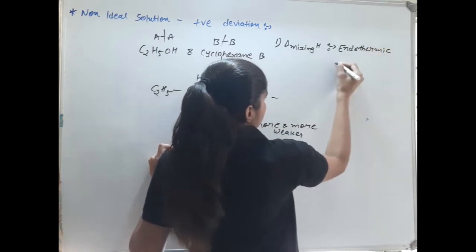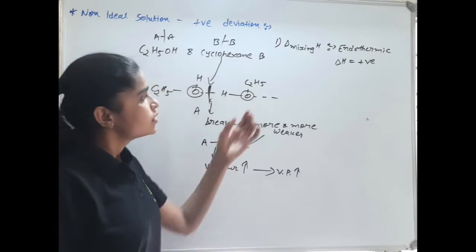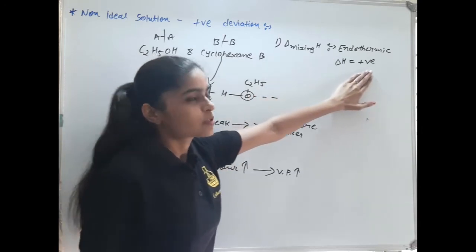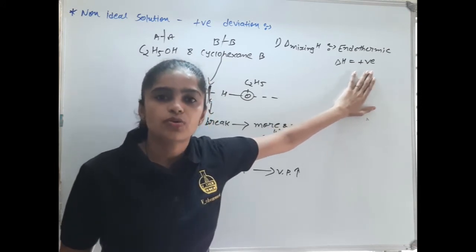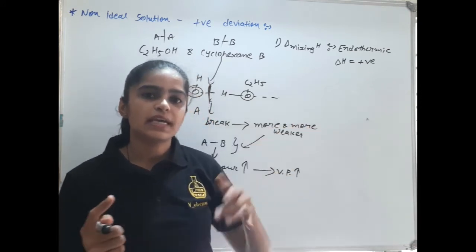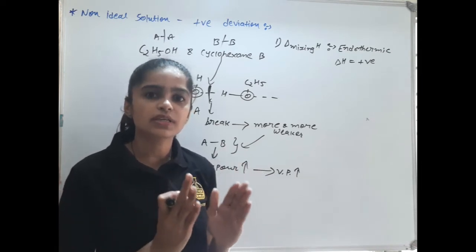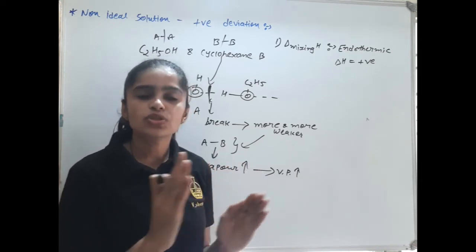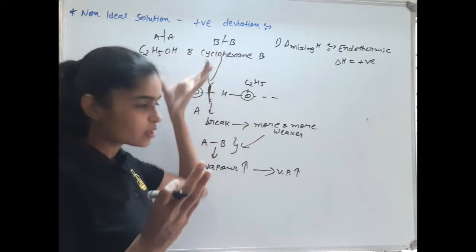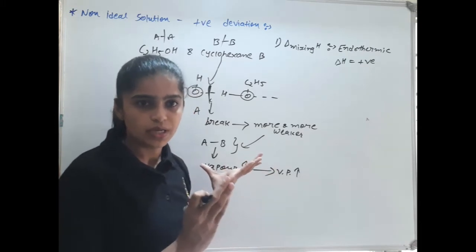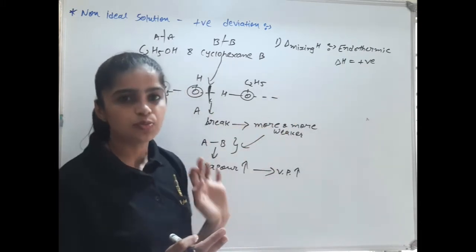Endothermic means delta H is positive. So delta mixing H is positive energy. In the ideal solution, delta mixing H is equal to 0, because the intermolecular interaction between A and B is the same, so there is no change in delta H. But here, the interaction in the pure components is stronger than in the solution between molecules A and B, so more energy is required to break the bonds, which gives a positive delta H.